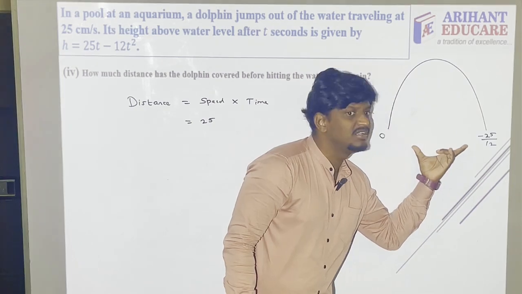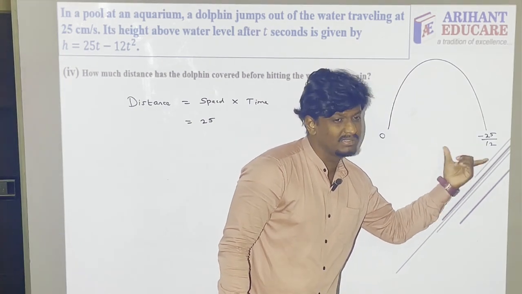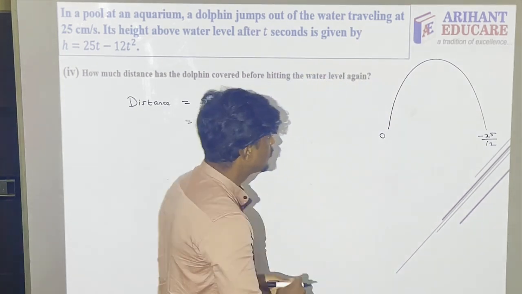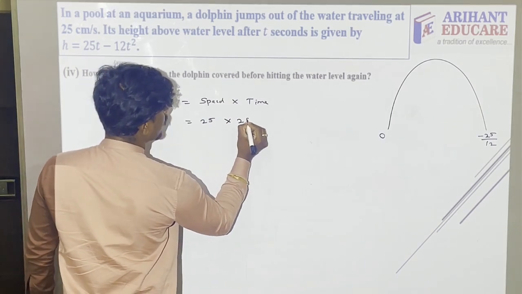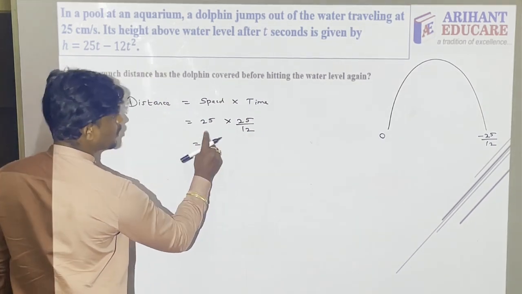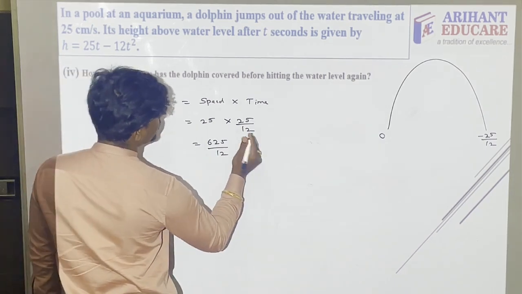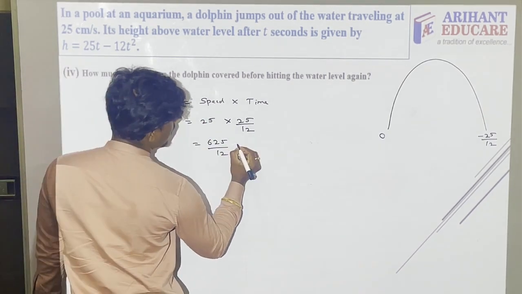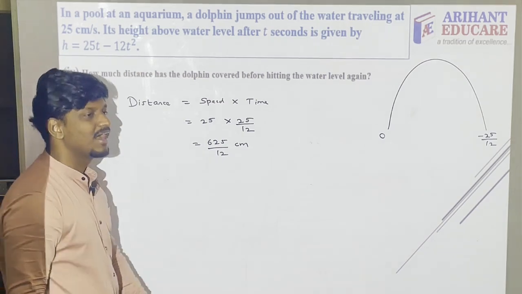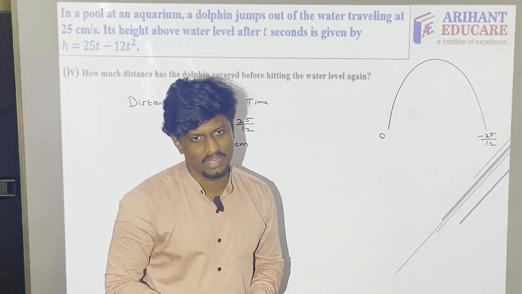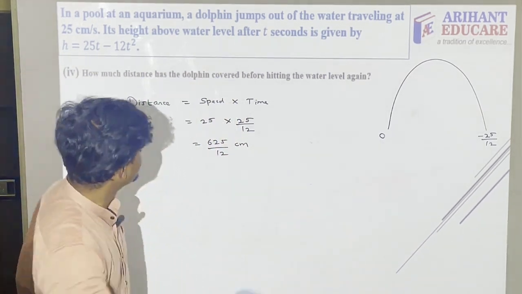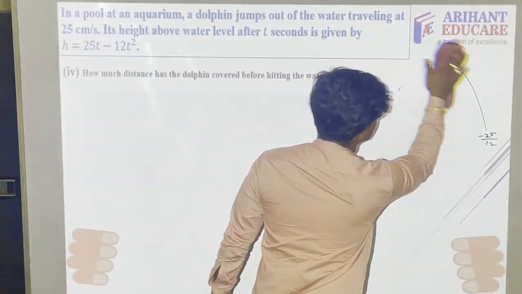I just need to find the difference. I know it's negative, but the difference is always going to be positive. So I'll say the time was 25 upon 12. Multiply 25 by 25, what is it? 625 upon 12. We are talking about distance, meaning it would have traveled 625 upon 12 centimeters. Okay, so this is the answer for the last question. So with this, we are finished with one case-based study.